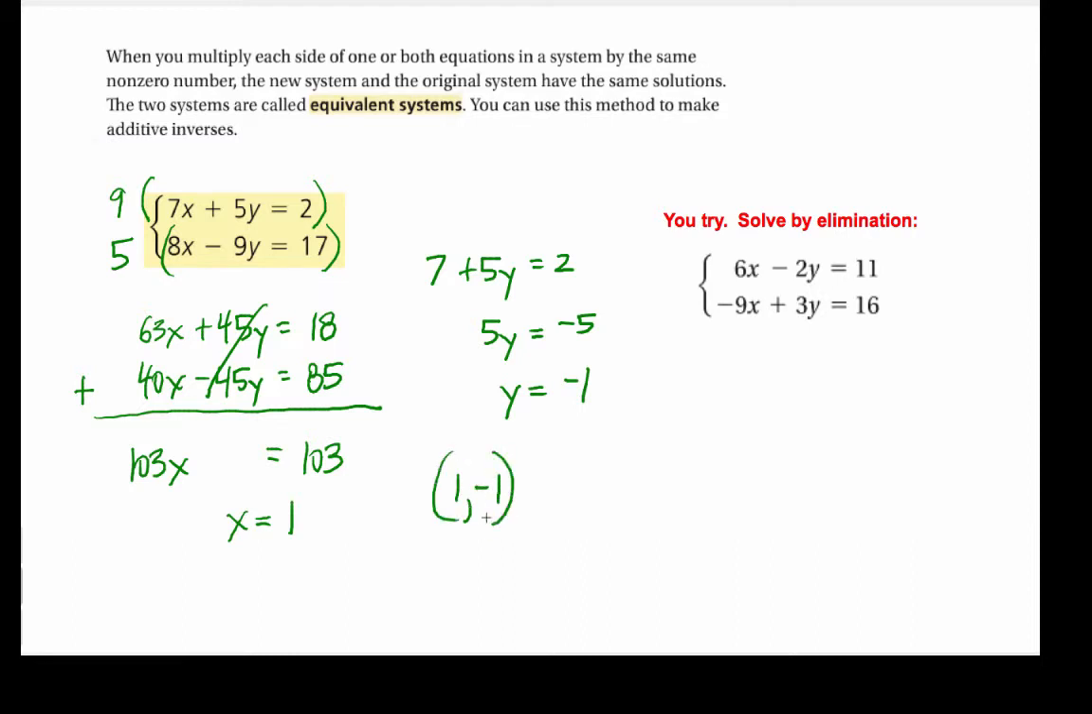Okay? So here I have another example for you. Go ahead and try this one. Pause the video and try it. And when you're ready, play it and I'll show you the solution.